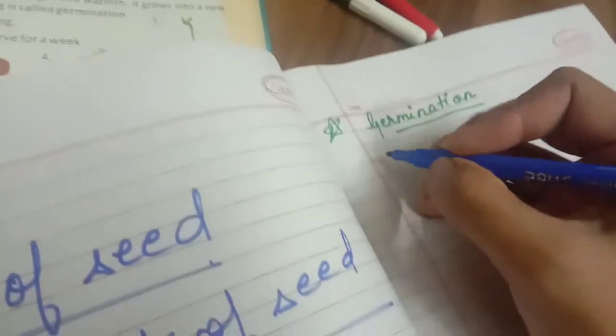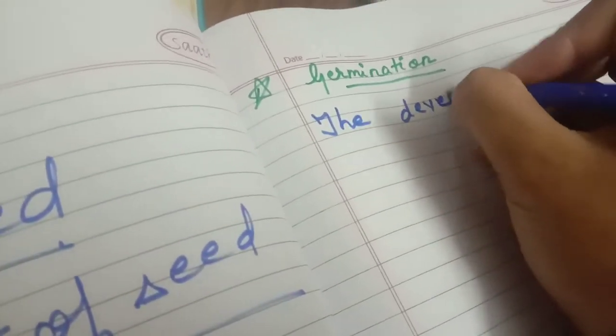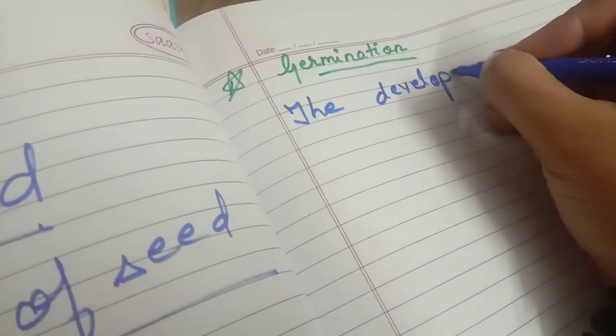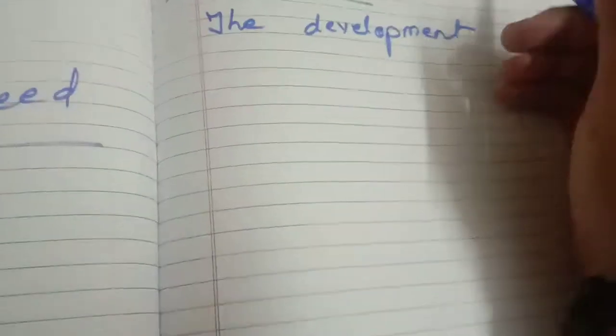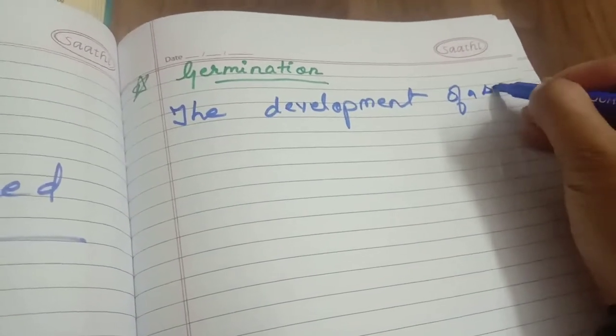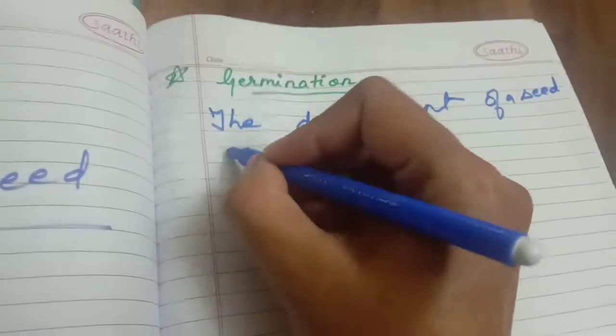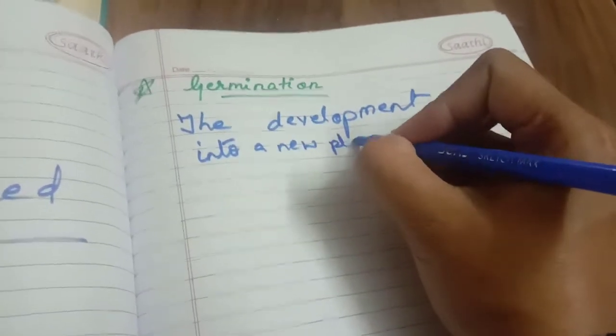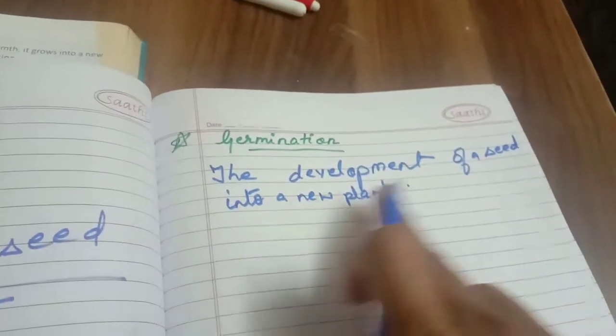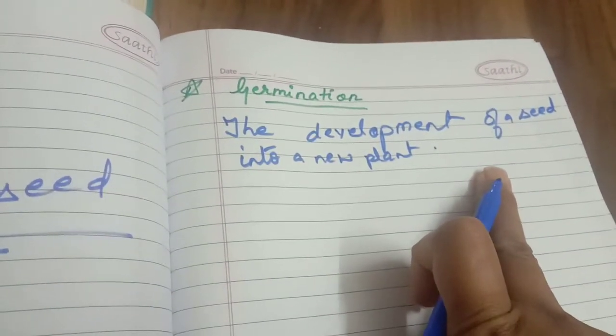So if I am saying what is germination, germination you can say the development of a seed into a new plant. This is called germination, right?